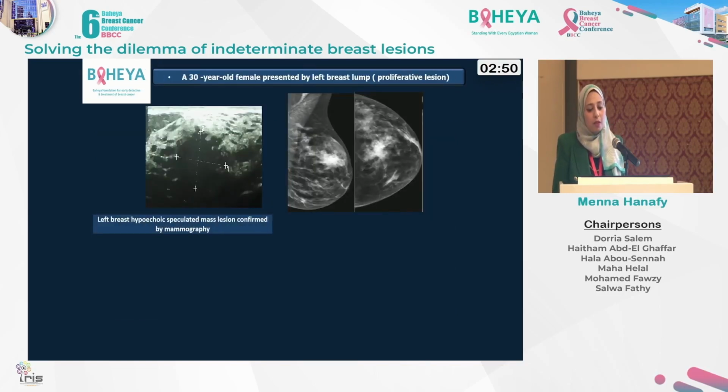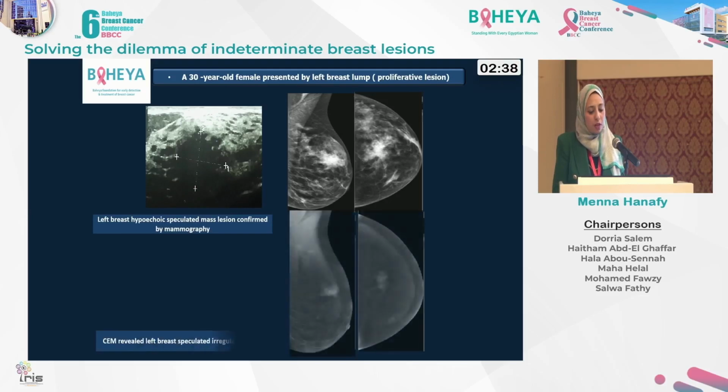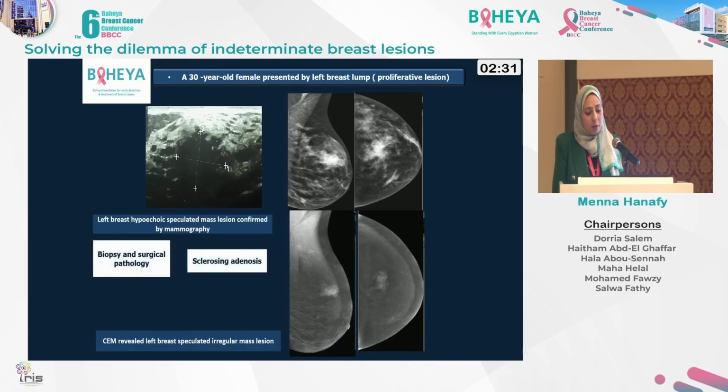A 30-year-old female presented with a left breast lump. Her ultrasound revealed left breast hypoechoic spiculated mass lesions, and mammography confirmed the ultrasound findings. Contrast-enhanced mammography revealed a left breast spiculated irregular mass lesion. Biopsy and surgical pathology were sclerosing adenosis.